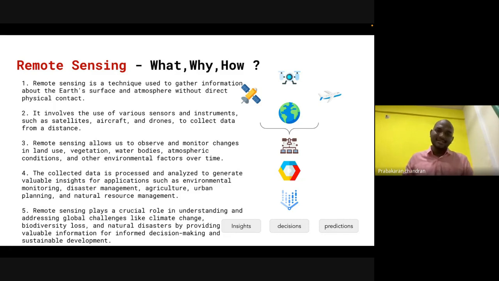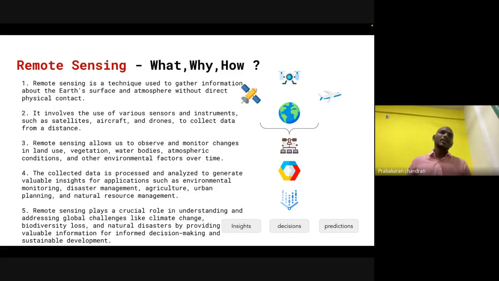Also, people are not interested that much in doing this kind of field activities. That's why remote sensing is a technique where we try to observe certain characteristics of the Earth's surface through sensors. Here the sensors are nothing but sensors placed in satellites or drones or even aircraft.